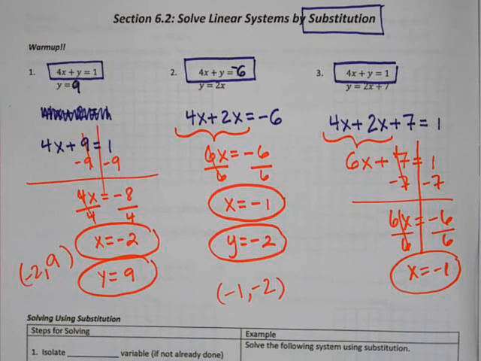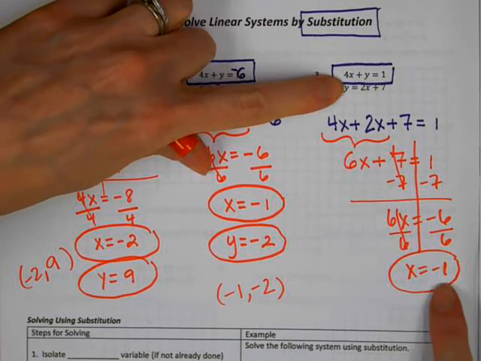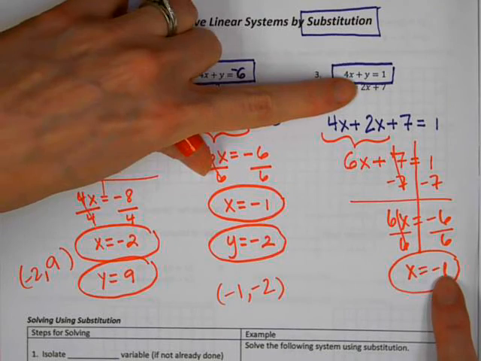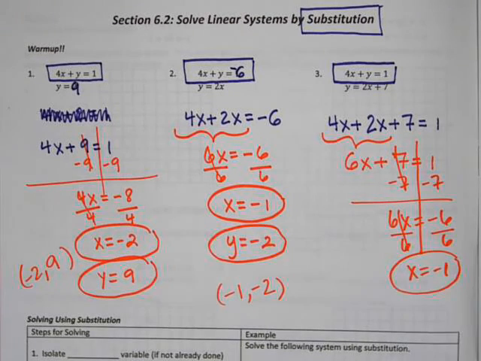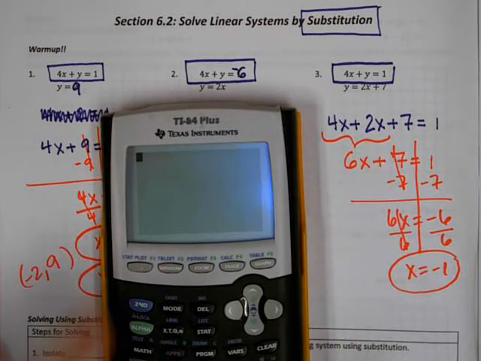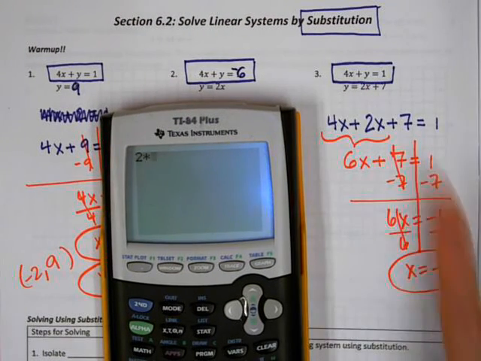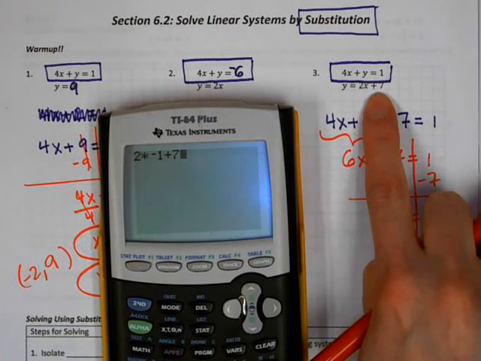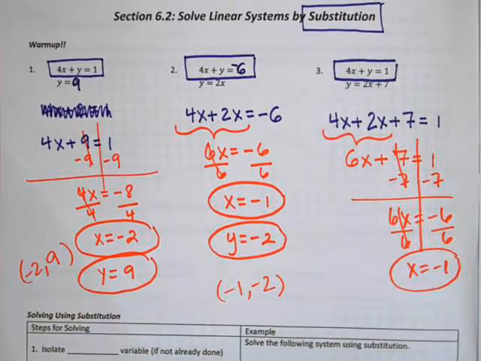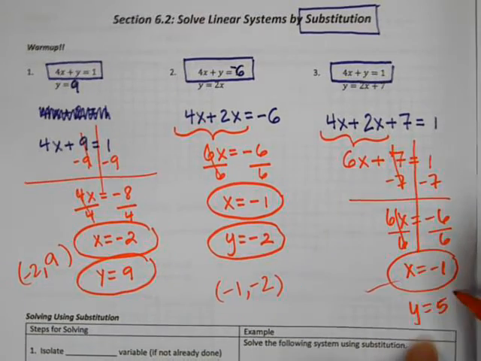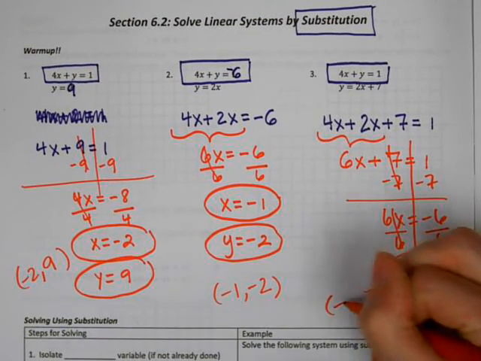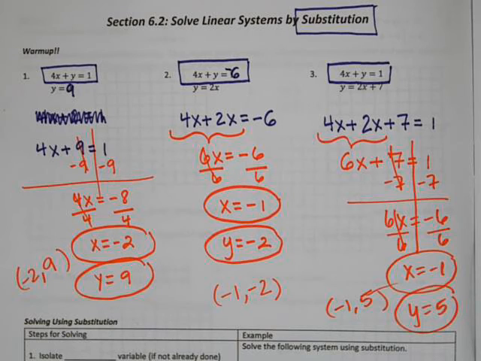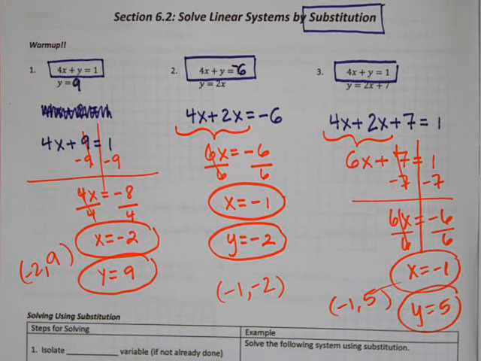And then again, we have to do a little bit of work to find y. Y is going to be 2 times x plus 7. And I'm going to get out a calculator to do that. All right, so what's 2 times -1? Right? 2 times x plus 7. We get 5. So y is going to be 5. And then as an ordered pair, x comma y, the answer is -1, 5. All right, so that's substitution.